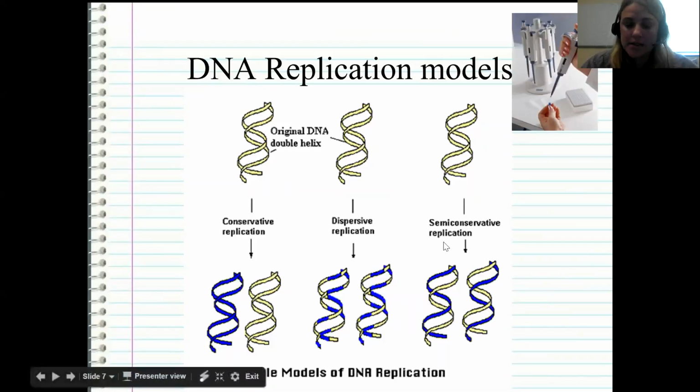And then the last one is semi-conservative replication, and this just means that half of our strand is new and half of our strand is old. This is semi-conservative replication.